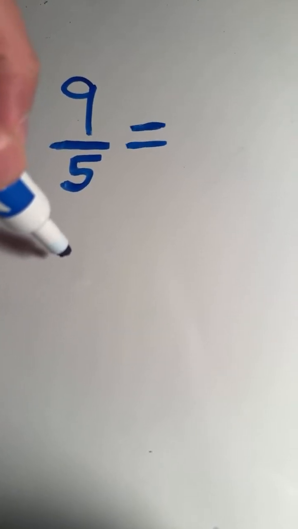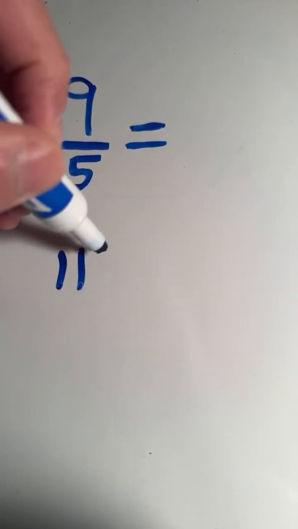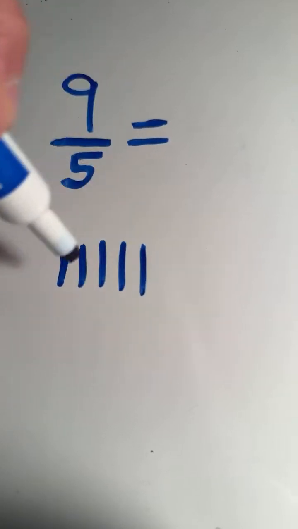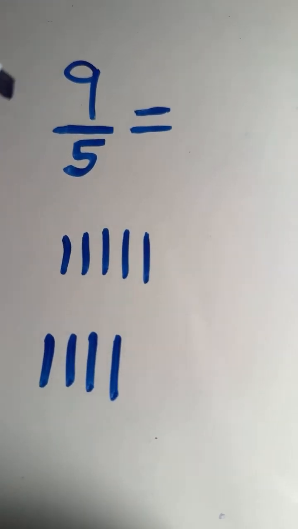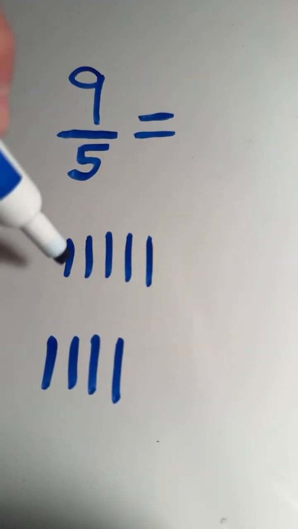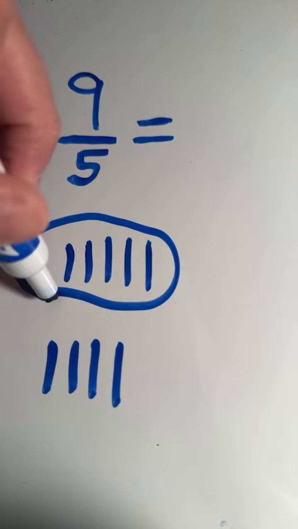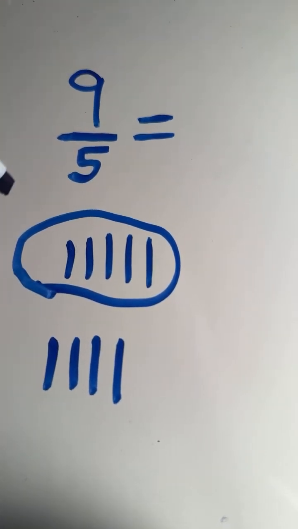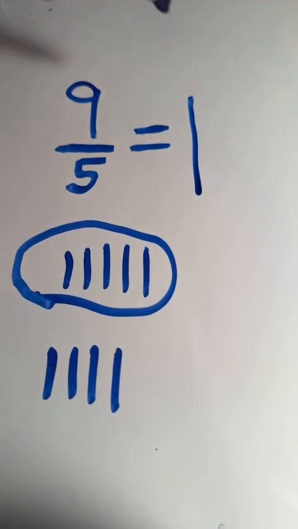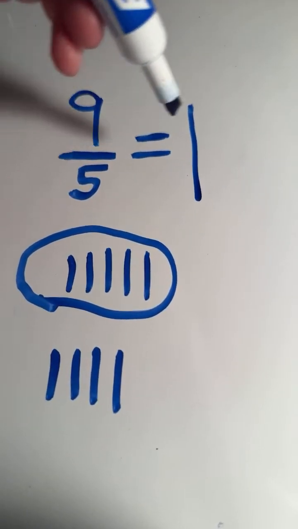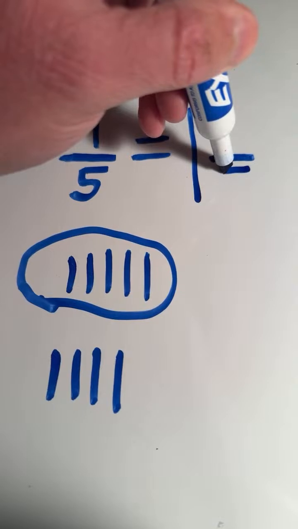I'm going to make 9 total tallies, and I'm going to make them in groups of 5. 1, 2, 3, 4, 5, 6, 7, 8, 9. Now I was able to get one full group of 5. So 1 is our whole number because I was able to get one full group. Our denominator stays the same. Our remainder is our numerator.